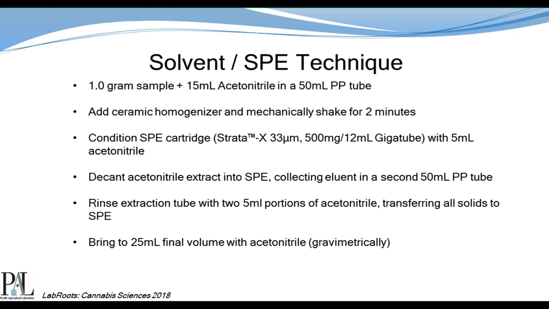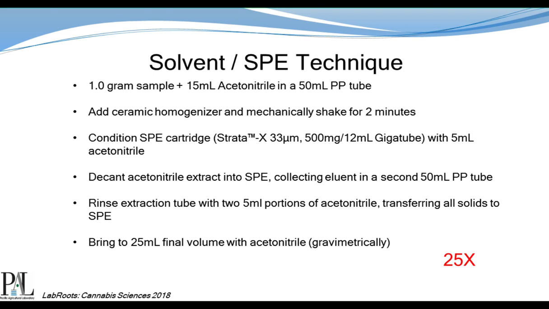And then here is how we've broken it down and adapted it to cannabis. We're going to start with a 1 gram sample and 15 mL of acetonitrile in a 50 mL Falcon polypropylene tube. We add a ceramic homogenizer, and then we shake that for a couple minutes. Then we condition our SPE cartridge, which is a Strata-X, with 5 mL of acetonitrile. And then we're going to pour that initial 15 mL of acetonitrile through the SPE, collecting that in a second tube. We're going to rinse the tube with two 5 mL portions, transferring that solvent and all the solids to the top of the SPE, and then we'll bring that up to a 25 mL final volume.